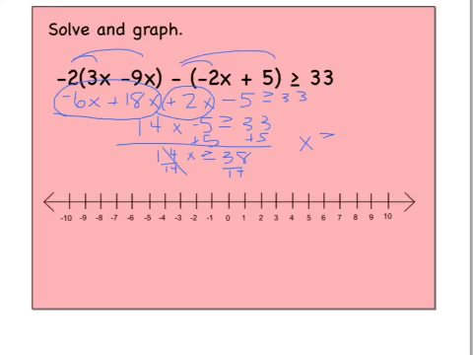And x is greater than or equal to 38 fourteenths. 14 fits into 38 2 times. That gives us 28. So we've got 10 fourteenths left over, or divide both by 2, and 2 and 5 sevenths. So I'm going to go to 2 and 5 sevenths, put a closed circle, and shade to the right.